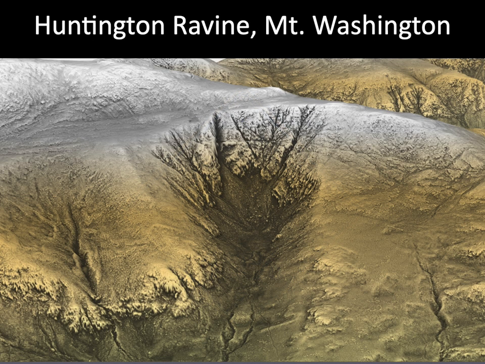So let's go to the most notorious, most difficult, and most dangerous trail in the entire White Mountains, the Huntington Ravine Trail, which I've rendered in a perspective view here using the LiDAR topography of the area. And going up the head wall of the Huntington Ravine Trail is not for the faint of heart.